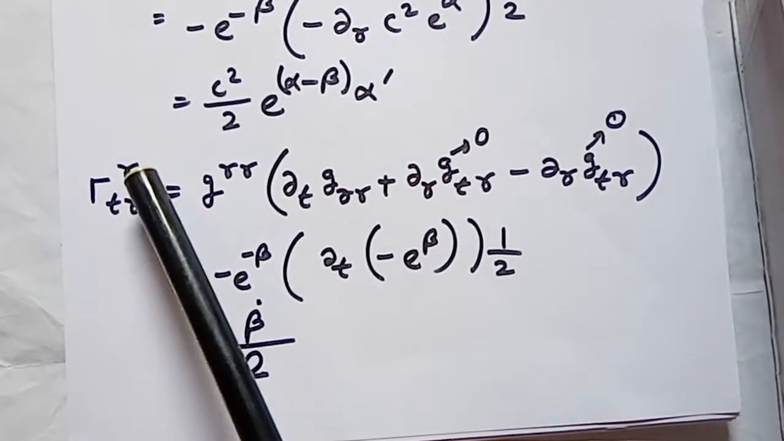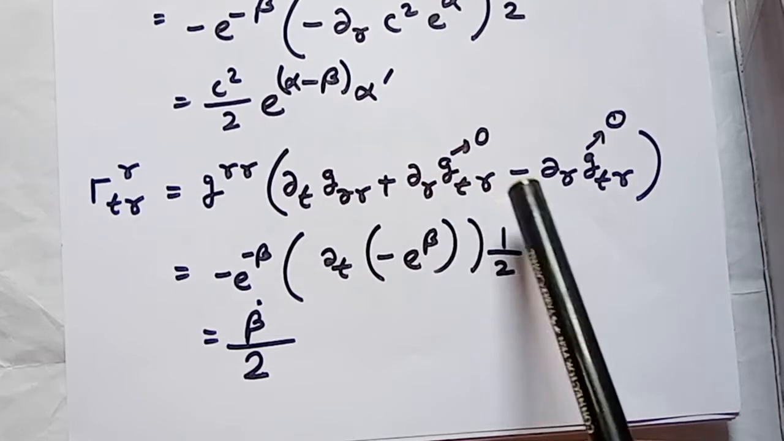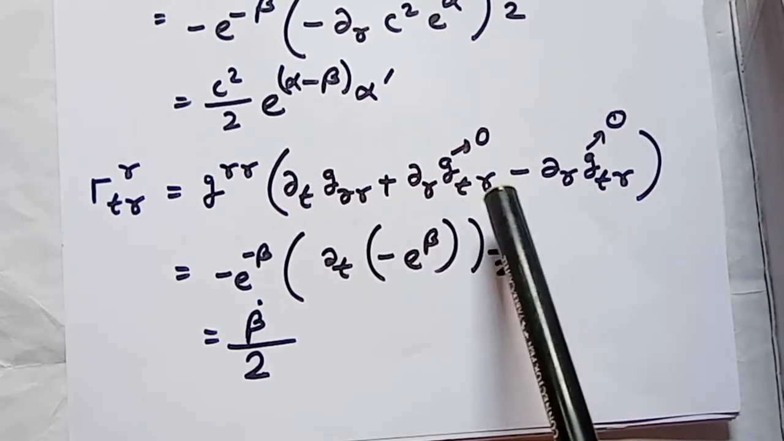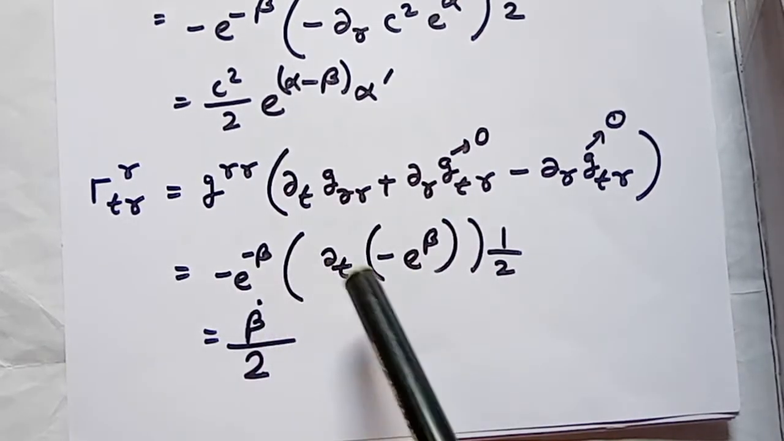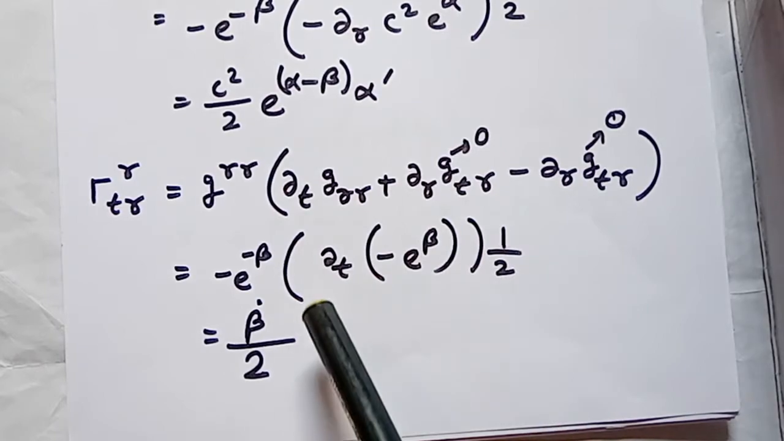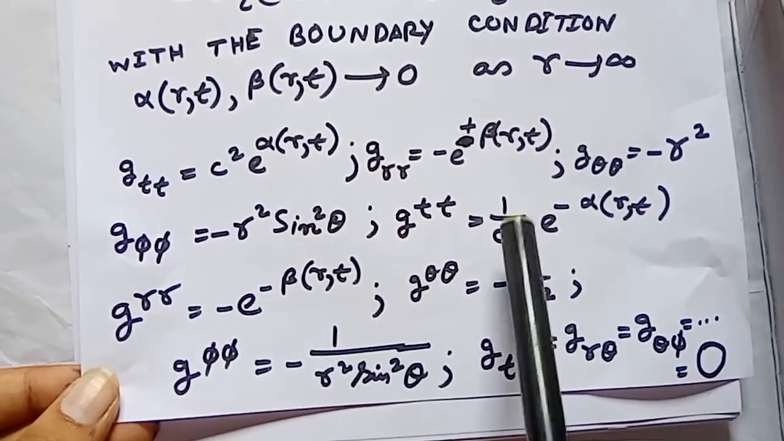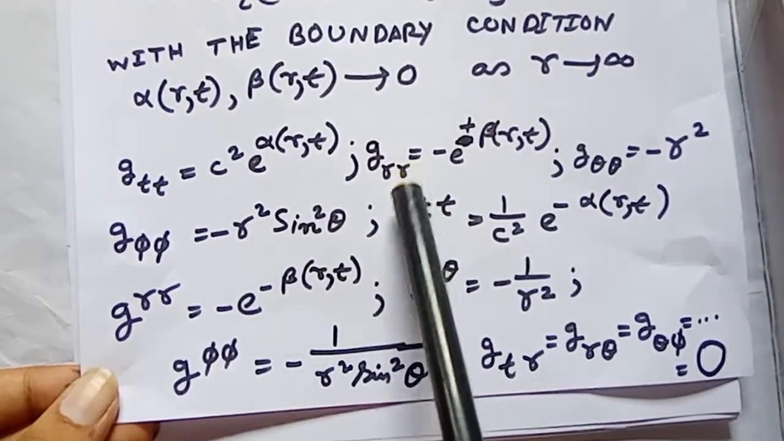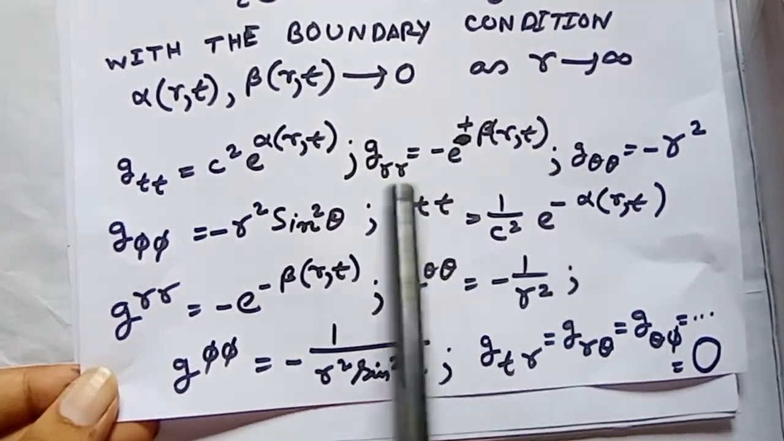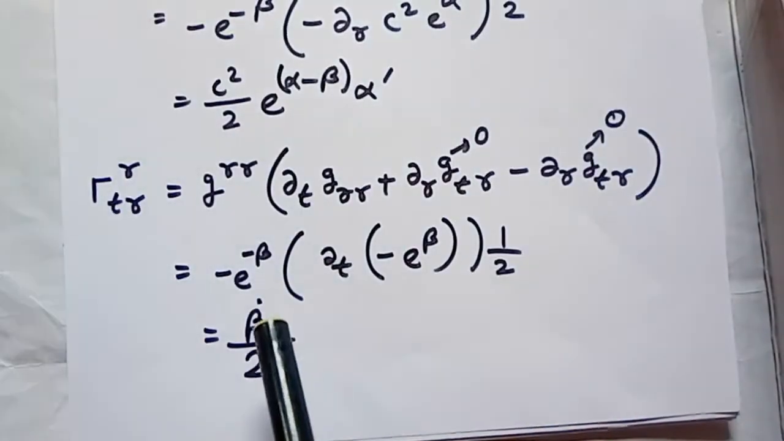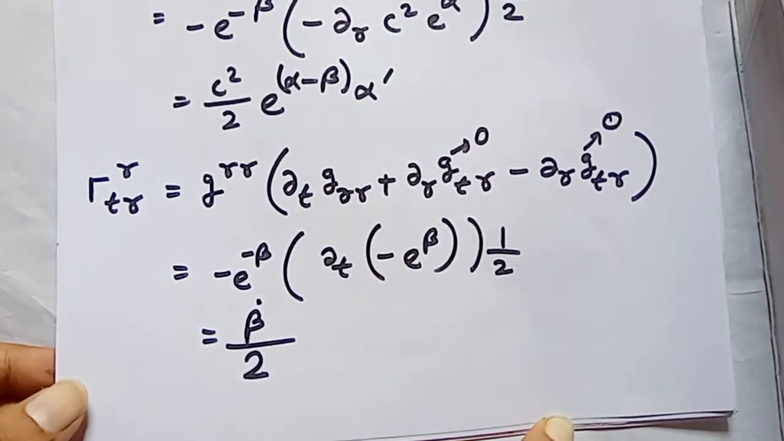Now gamma rtr, g rr half of del t g rr plus del r g tr minus del r g tr, where g tr is also 0, there are no other components in the flat metric. Then we have minus e to the power minus beta del t of minus e to the power beta, half. We put the g superscript rr value and the g subscript rr value, we need these two metrics, and put the values all together, and we have beta dot divided by 2, where dot stands for differentiating with respect to time.